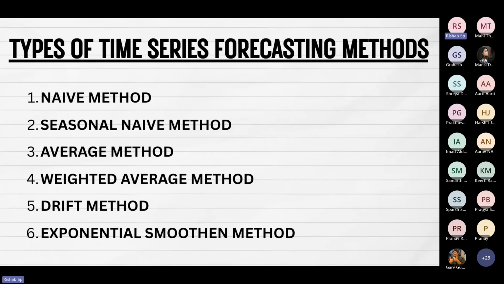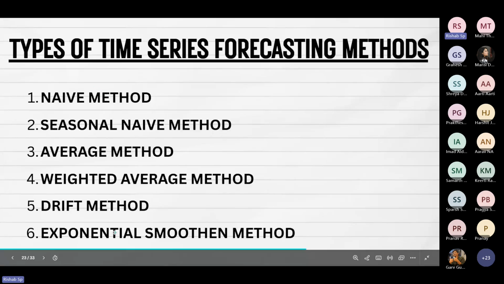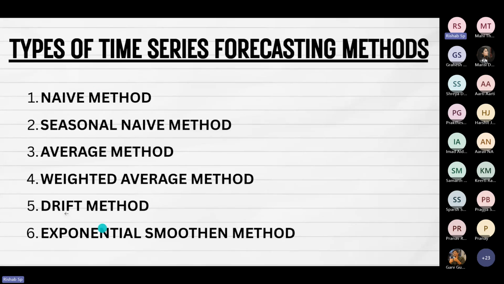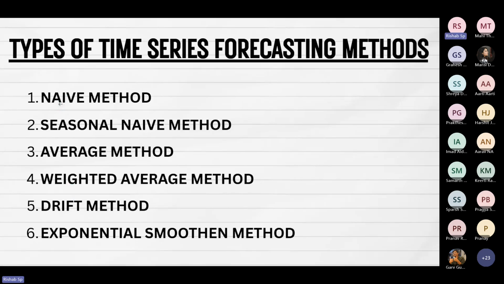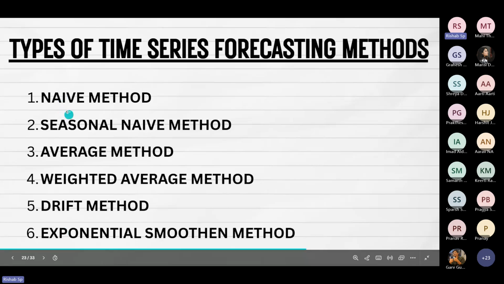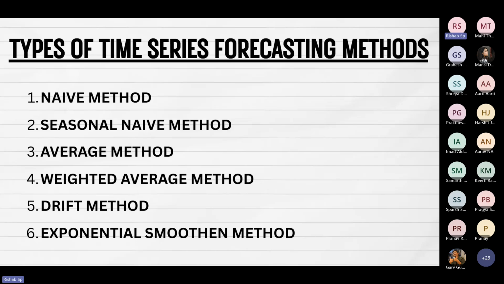So here we have 6 methods, right? These 6 methods are types of time series forecasting methods. We'll have some data given. We use any of the methods, and we need to find the future value. That's it. We'll be discussing all 6. There are 6, that's a huge number, but all these 6 methods are so simple, so basic. So we'll discuss it fast.